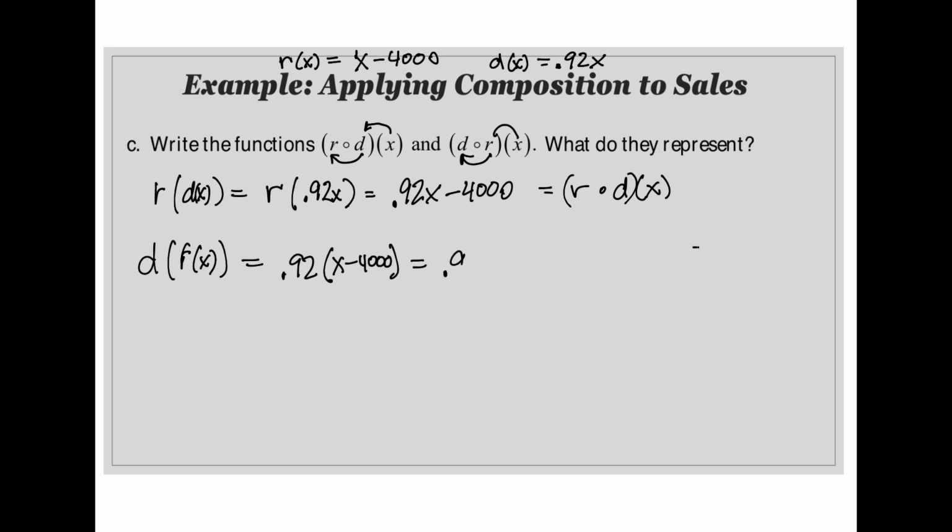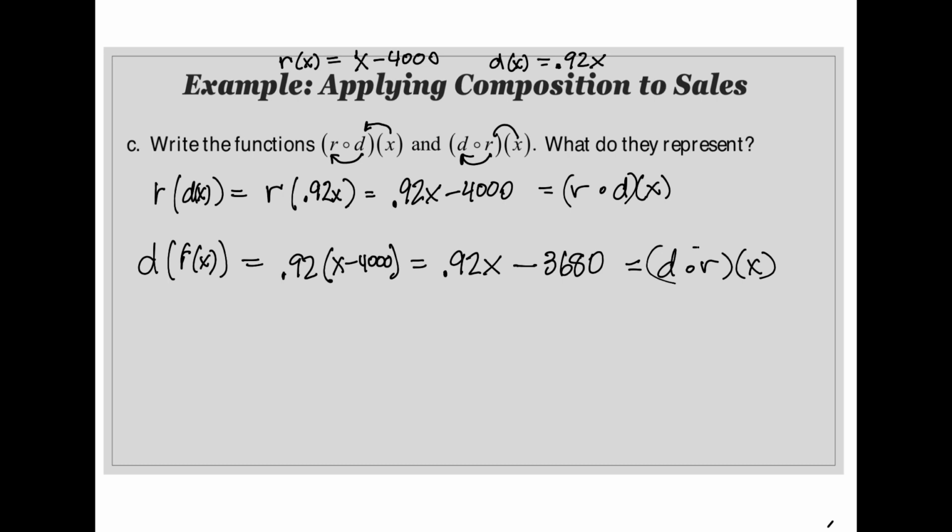Distributing that out, that gives me 0.92x minus 0.92 times 4,000, which, if we multiply those things, is 3,680, so $3,680. And this is my D of R of x.